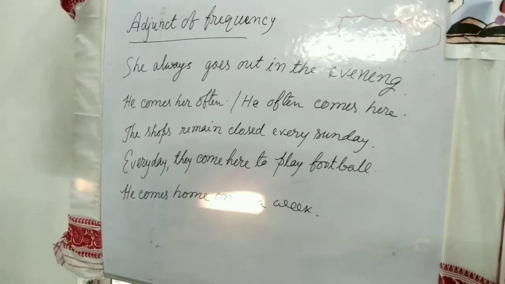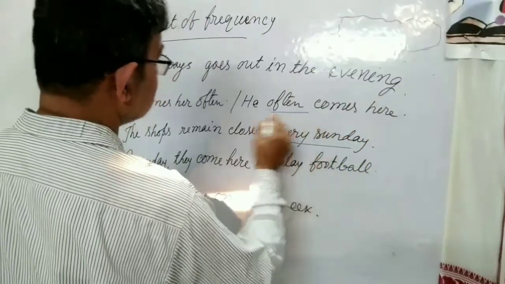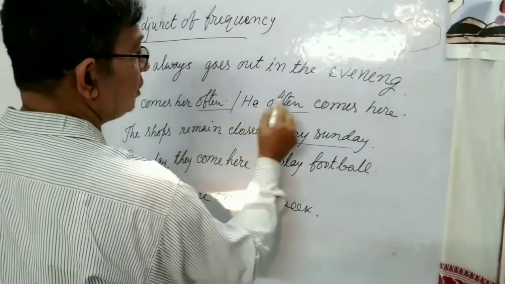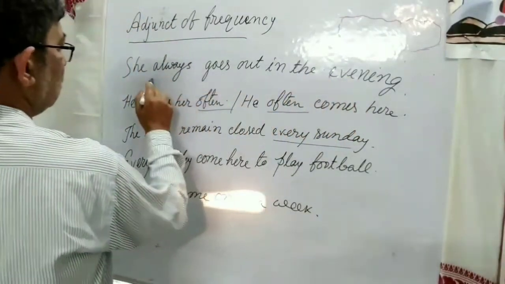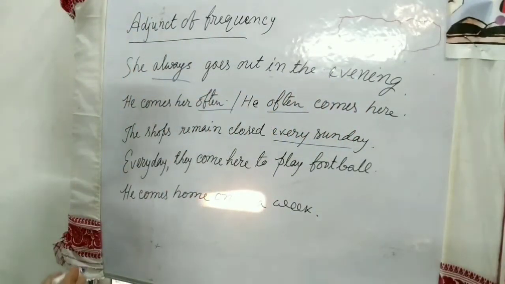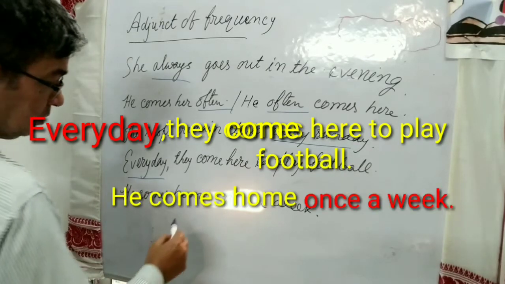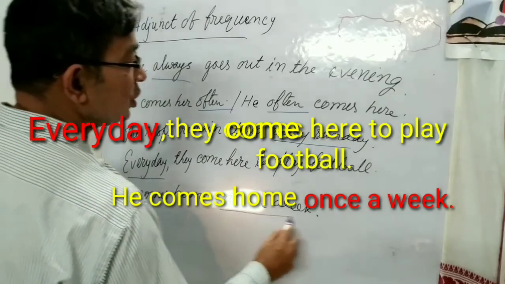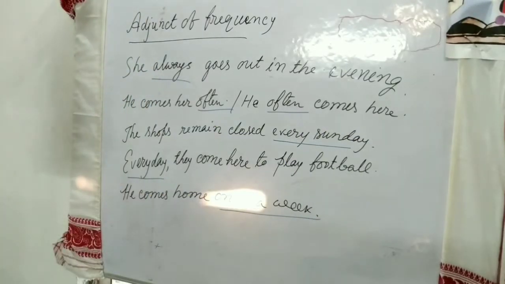Similarly, the shops remain closed every Sunday. It is an adverb of frequency. He often comes here. He comes here often, not in the evening. Here, every day they come here to play football. Here every day is the adverb of frequency. Similarly, he comes once a week. It is also an adverb or adjunct of frequency.